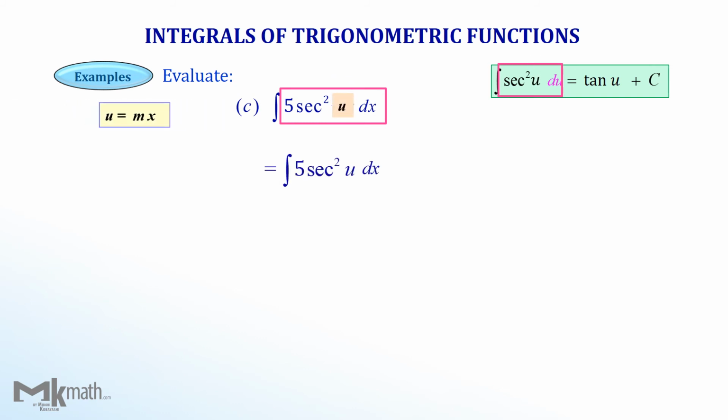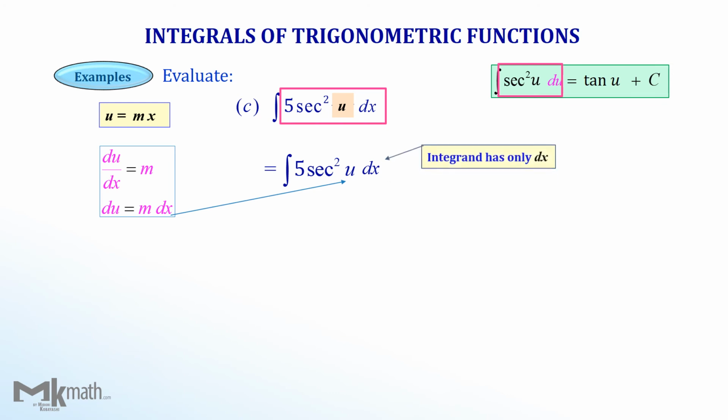Once we decided u, taking the derivative of u to get m, then we convert it to the differential of u as m dx. Next, we need to compare the differential with the integrand. Unfortunately, the integrand has only dx, not m dx.